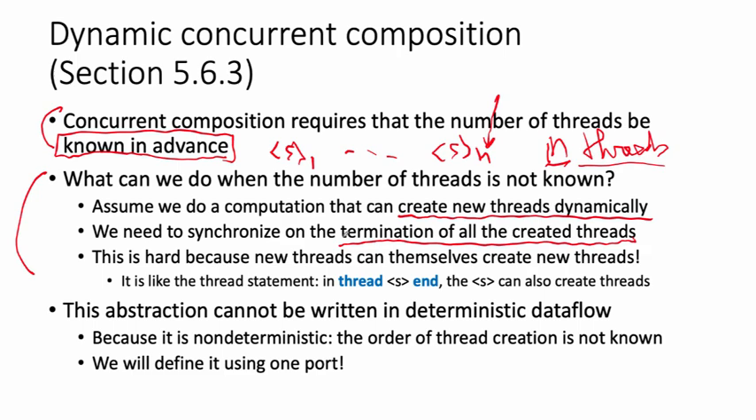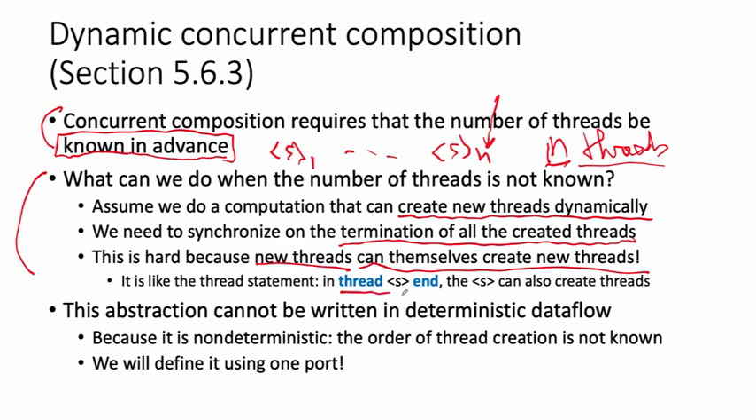We create threads, maybe we create a few threads, and each one of them is running a program. Maybe it creates more threads, and those will create even more threads, and more and more. And we want to synchronize on all of those threads terminating, and we do not know how many there are in advance. You see, we're actually very ambitious here. This does not seem very easy to do. Okay? So new threads can themselves create new threads. So you see, this goes much beyond the regular concurrent composition.